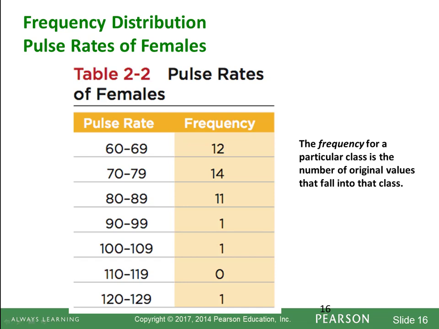Sometimes you see 60 to 70, 70 to 80, 80 to 90, and it'll say that if the data is 70, it goes into the lower bin. But it has to be defined. The data can only fit into one place.